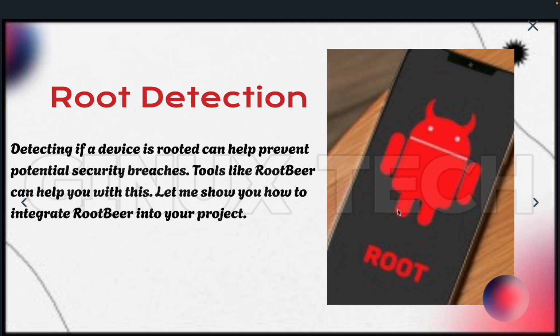So tools like rootbeer can help you with this. There are so many. For example, if you are using Ionic, Cordova has a plugin for root detection that can easily help you to achieve this. So I'm going to make a recap again.